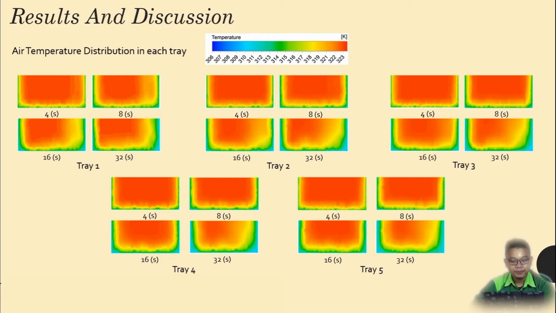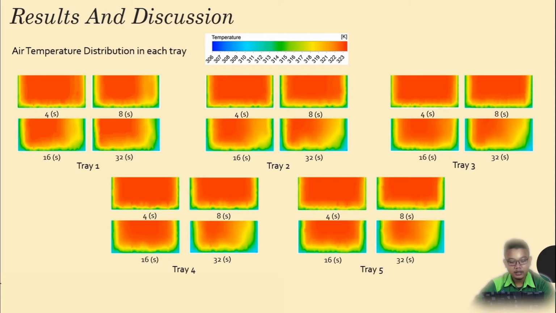Based on the figure, the air temperature distribution was not uniform at 4 seconds. The air had high temperature in the middle of the cabinet, but the air near the wall still had low temperature. At 8 seconds, the air temperature distribution was still not uniform, but the cold air near the wall started to mix. It is shown by discoloration inside the edge.